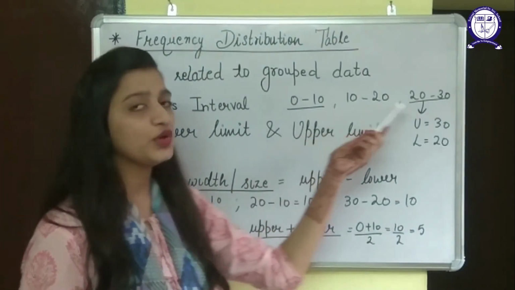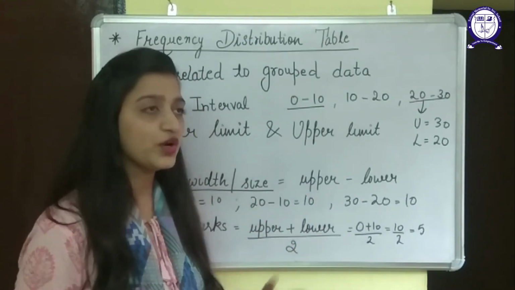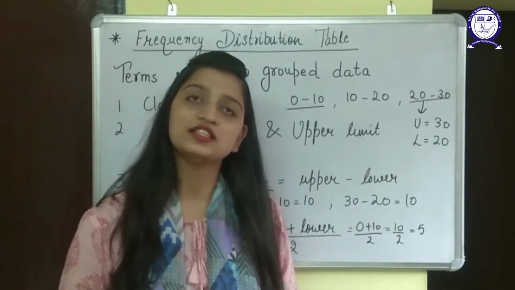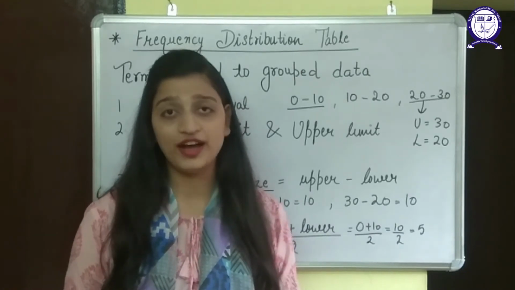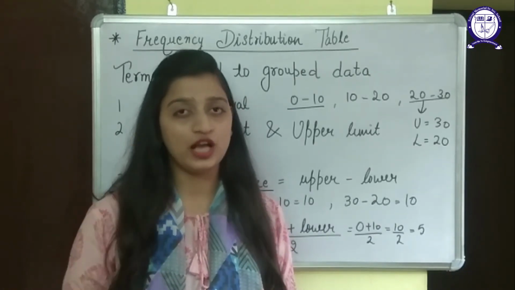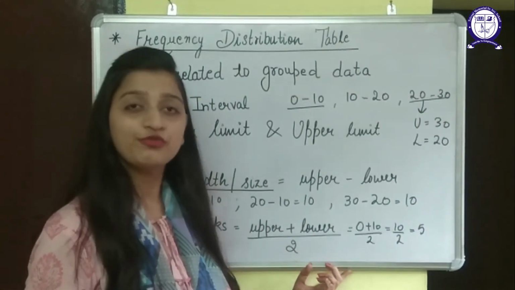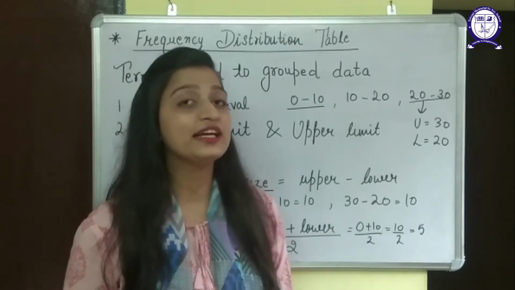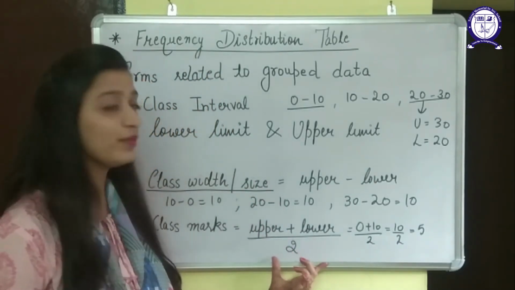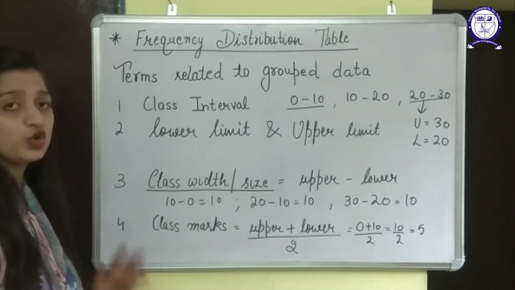So in some questions, we can easily find them by just looking at the data. But in some questions, if you are given a class interval like 1 to 4, then how are we going to find it? It will be quite confusing. Then we should use the formula. It will be 1 plus 4 divided by 2, 5 by 2, that is 2.5. So that's why this formula is quite important. So these are the terms related to grouped data.